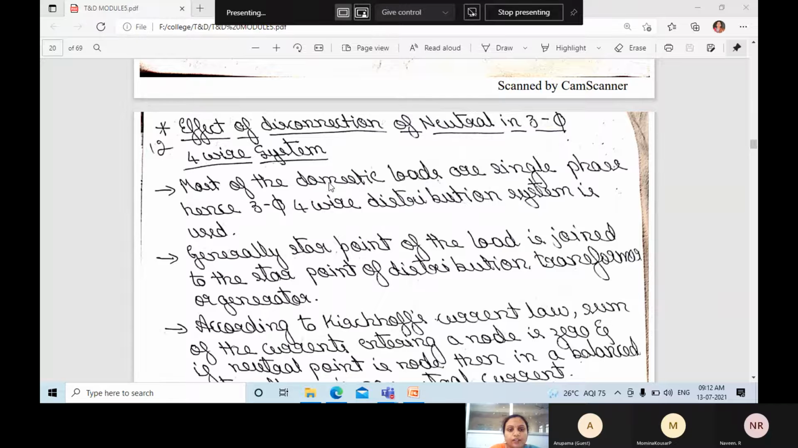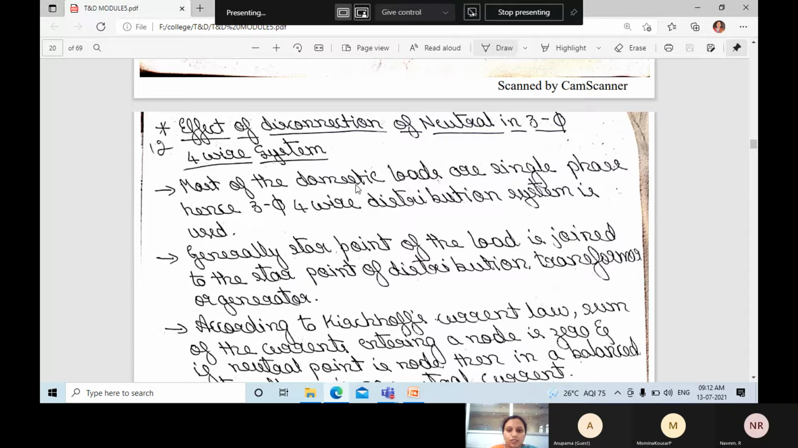Okay, in the last class we discussed types of distribution with feeders. Today we shall discuss parallel feeders also. And today we shall discuss the effect of disconnection of neutral in a three-phase four-wire system. In the three-phase four-wire system also we have discussed, right?